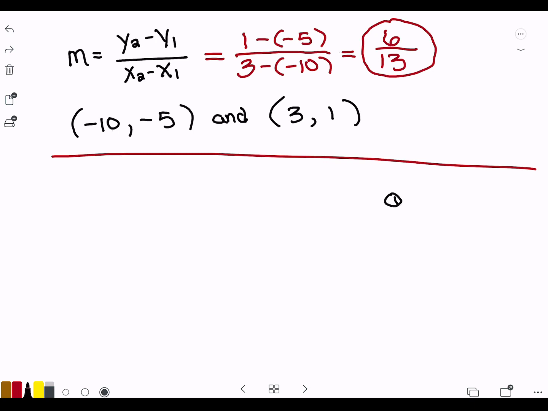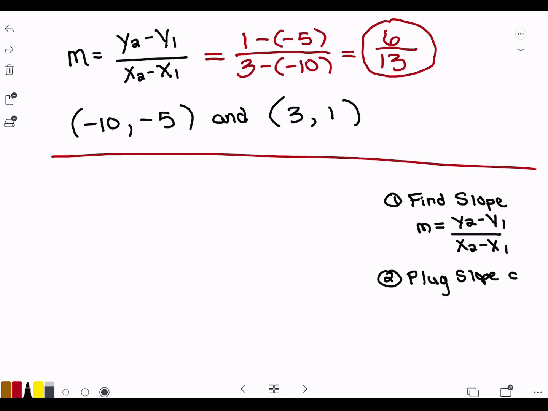So let's say I want to find the equation of the line. If somebody gave me 2 points and said, I need you to find the equation of the line, the first thing I would have to do is find the slope. And when I find the slope, I got to use the slope formula. That's that y2 minus y1 over x2 minus x1. We've done that. We found the slope is 6 over 13. Now plug the slope and 1 point into the point slope form.